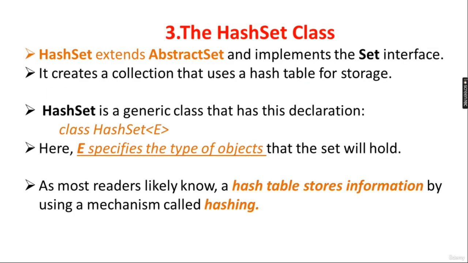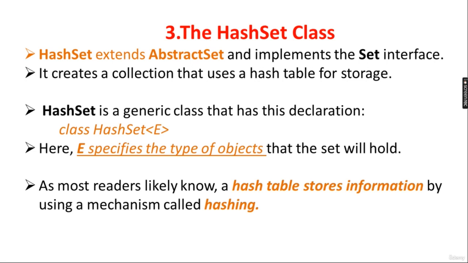Now we have seen the ArrayList and LinkedList classes. Now we will see the HashSet class. HashSet extends AbstractSet and implements the Set interface. Very easy to remember: only one class, only one interface. It creates a collection that uses a hash table for storage. HashSet is a generic class that has this declaration: class HashSet<E>. Here E specifies the type of object that the set will hold.